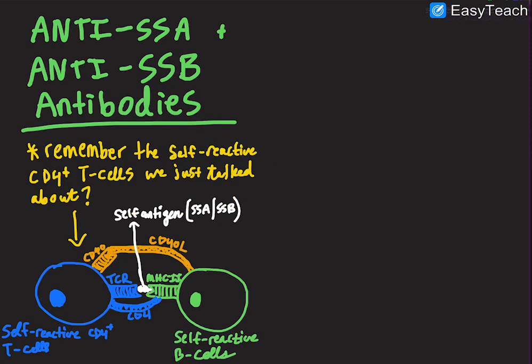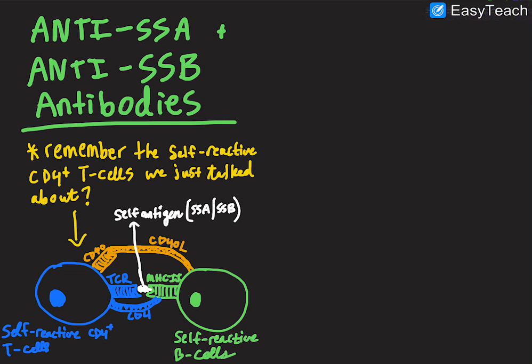Okay, so let's talk about... I hope that made sense. All right, so let's talk about the antibodies that we see here, because we said this is an autoimmune disease. So the main antibodies to remember are ANA, anti-SSA, and anti-SSB antibodies.